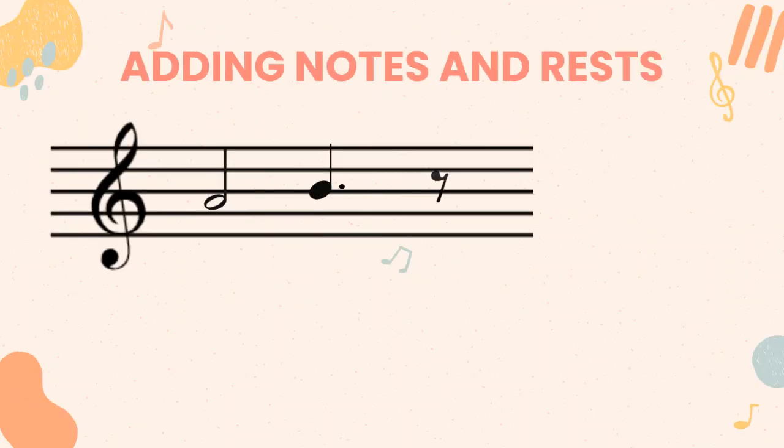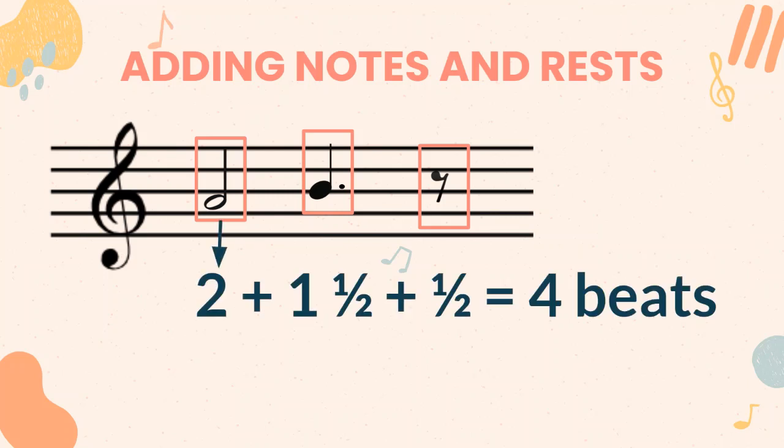Let's try adding values of the different kinds of notes and rests. It is important for you to know how to add notes and rests for your future lessons about time signature. Our first example has a half note, a dotted quarter note, and an eighth rest in the staff. A half note has 2 beats, a dotted quarter note has 1 and 1/2 beats, and an eighth rest has a 1/2 beat. For easier computation, let's add first the numbers that are alike.